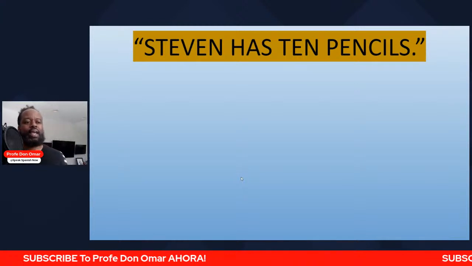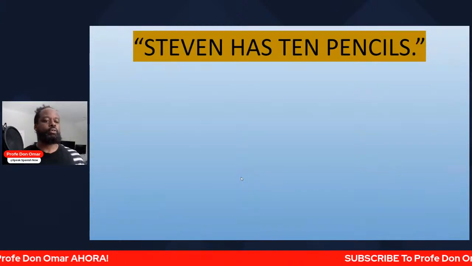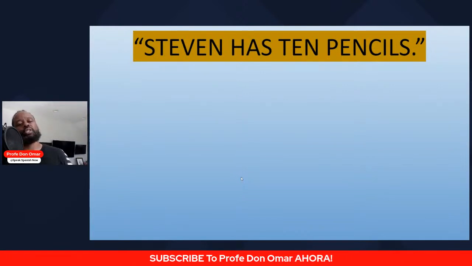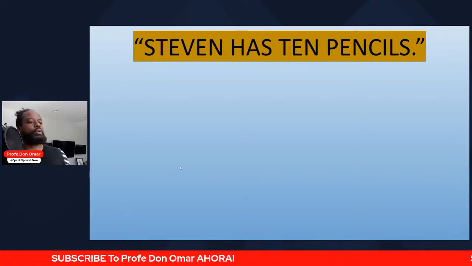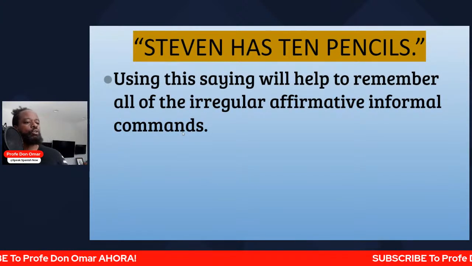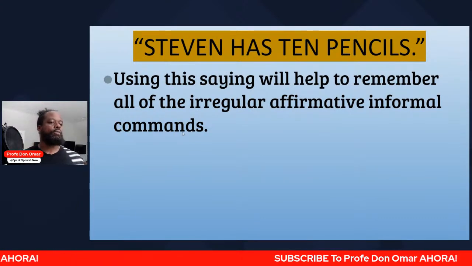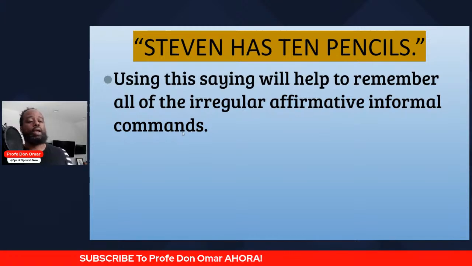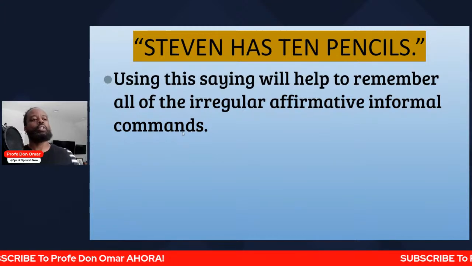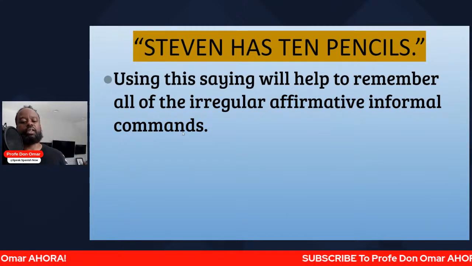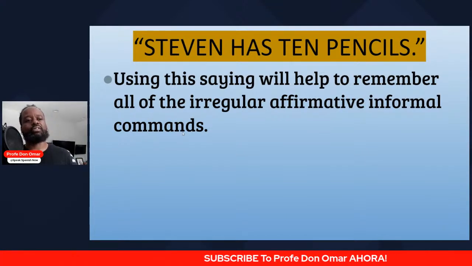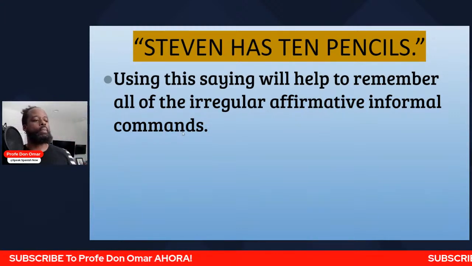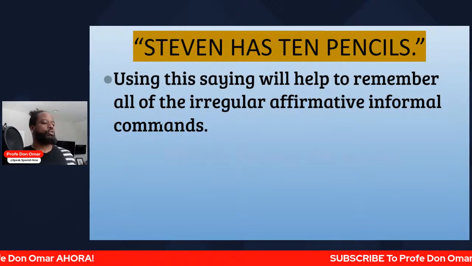Okay, so our first one is Stephen has 10 pencils, right? Stephen has 10 pencils. Just take that into your mind there. Make sure you remember that. This is actually going to help us with the phrase that we have for our irregular commands. So using this will help you to remember all of the irregular affirmative informal commands. Stephen has 10 pencils. That's what it is in English, right? Now, the sentence that we're going to bring up is not going to be the equivalent to this sentence that we have in English. It has nothing to do with this sentence. The wording and the sounds that you hear are going to help you remember these irregular affirmative tú commands.